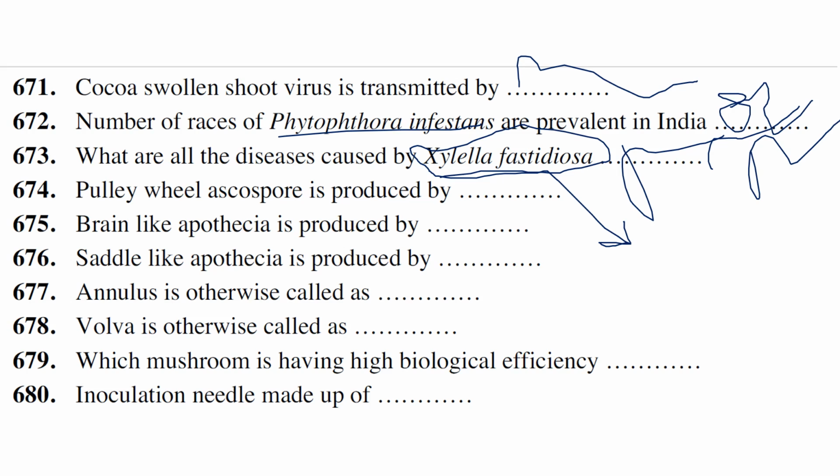Pullularia ascospore is produced by Aspergillus. Aspergillus's specialty is the ascospore along with the inverted T-shaped foot cell. The inverted T-shaped foot cell is present in Aspergillus, and it is absent in Penicillium. Okay, the ascospore is produced by Aspergillus.